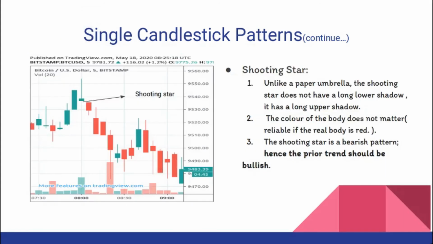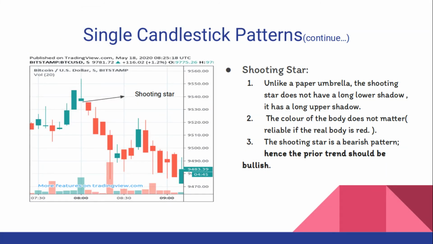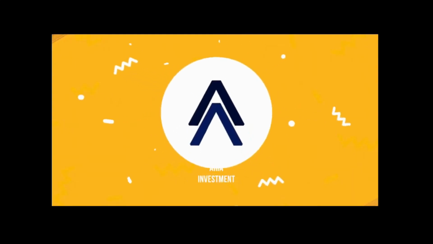Next pattern is the shooting star. So, unlike a paper umbrella, the shooting star does not have a long lower shadow, it has a long upper shadow. The color of the body does not matter. The shooting star is a bearish pattern, hence the prior trend should be bullish. As we can see, shooting star formation always follows a bullish trend. Thus, it is formed due to selling pressure that emerges at the point of the uptrend.